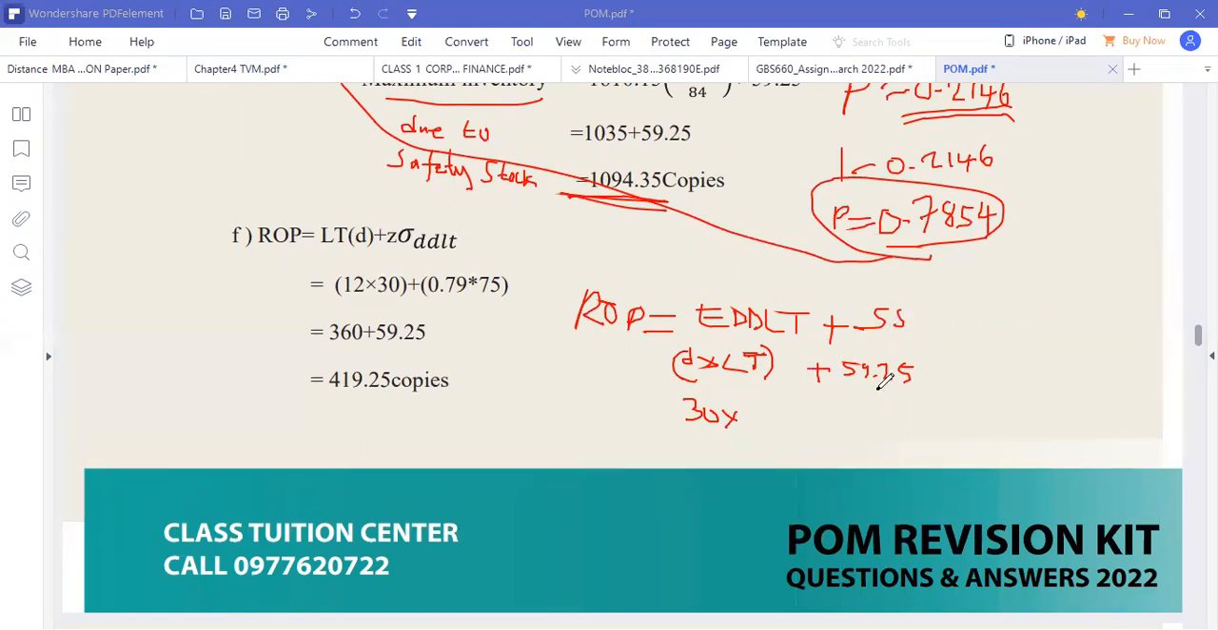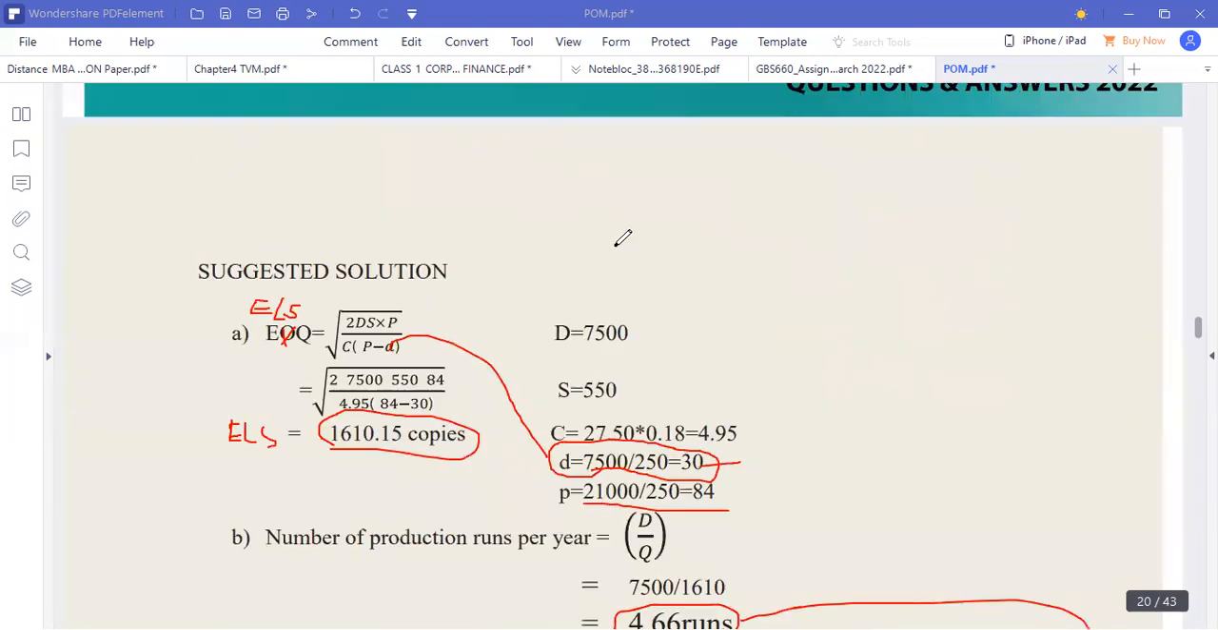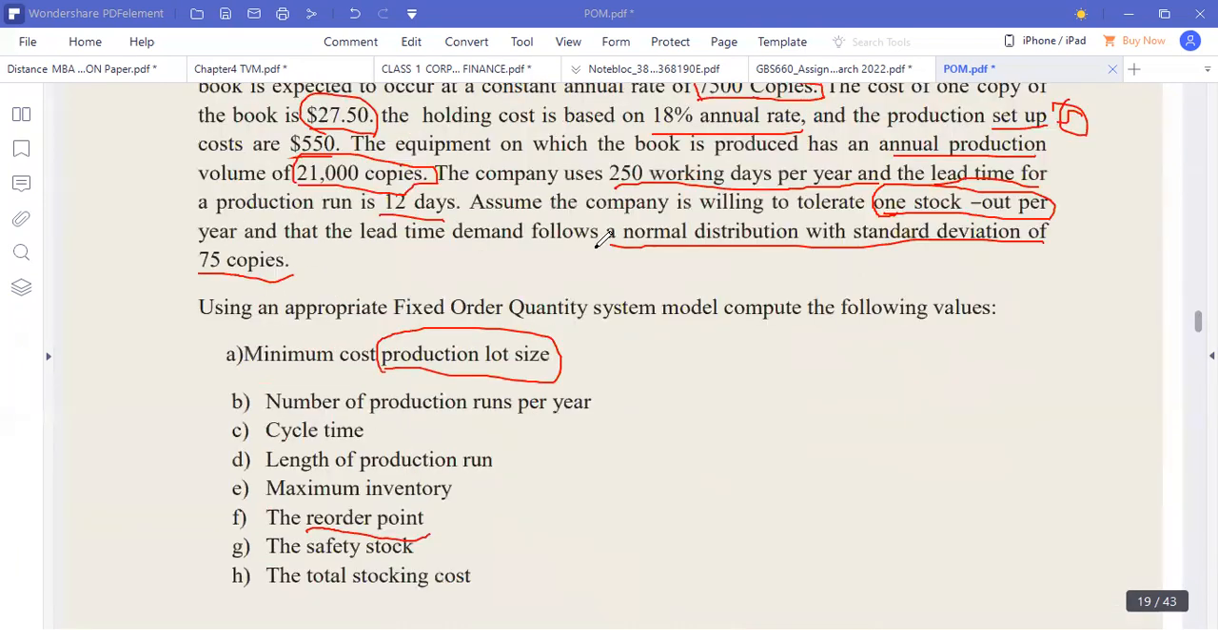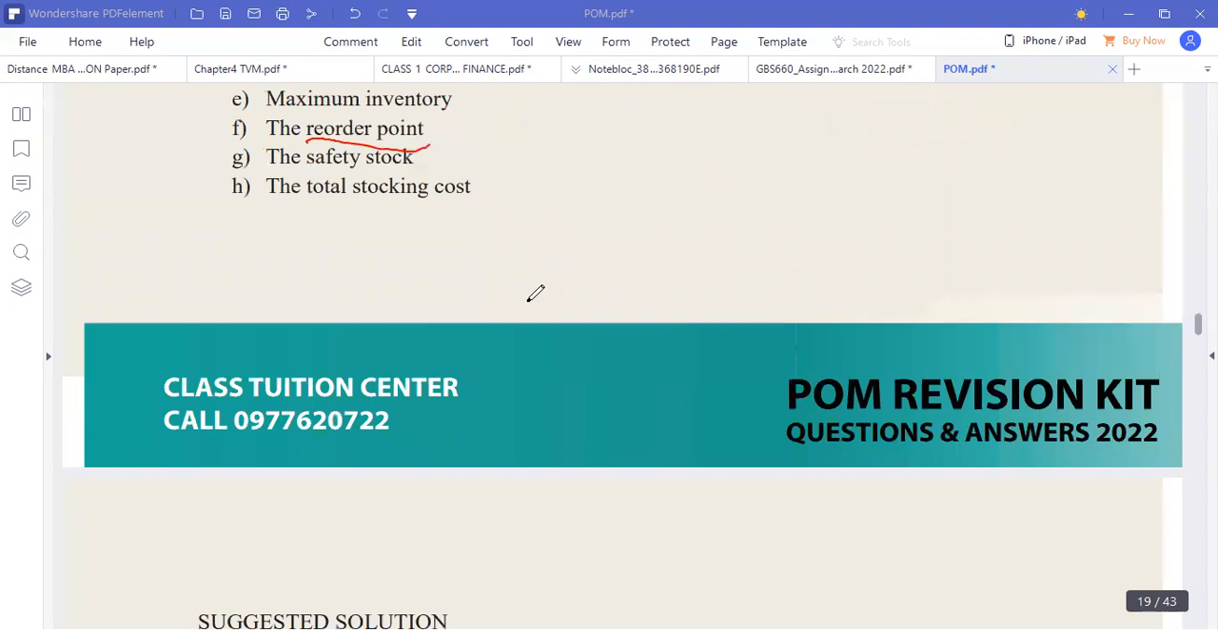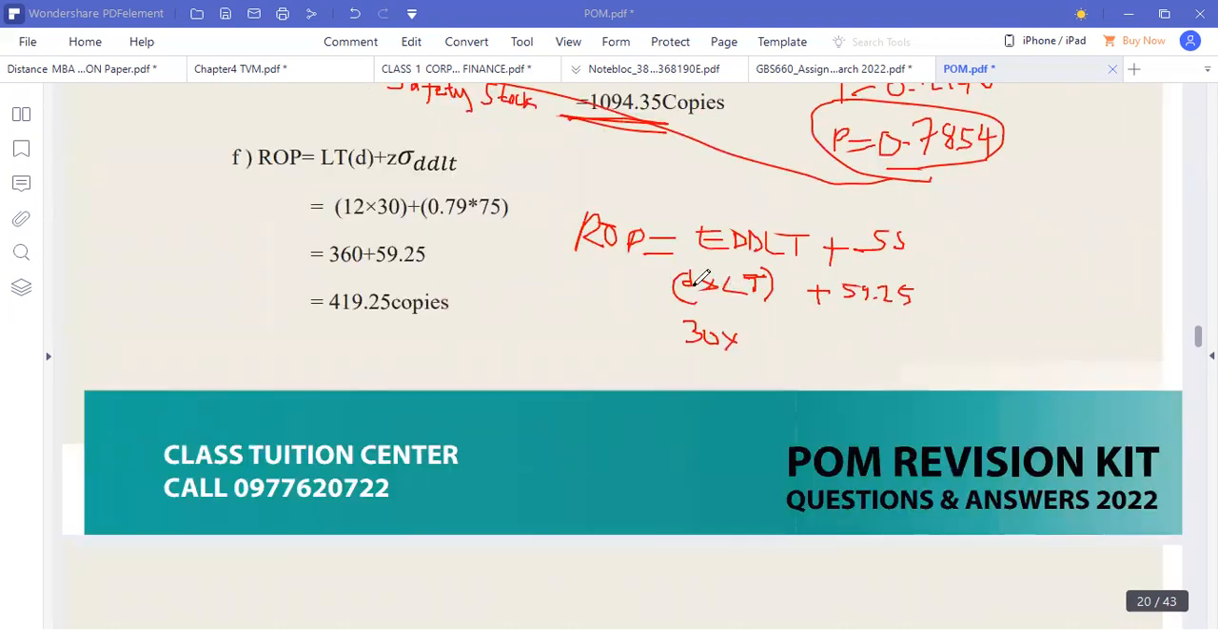So the safety stock has already been calculated. Now the demand you expect during lead time: you need to check the lead time here. Our lead time is given as 12 days, and we know that our daily demand is 30 units. Lead time is 12, so you can aggregate.